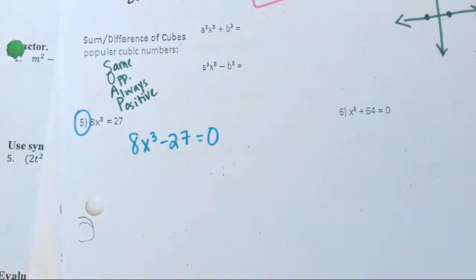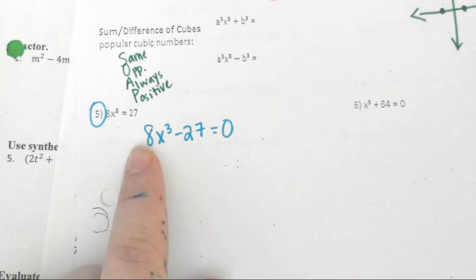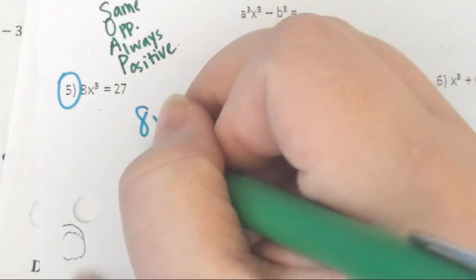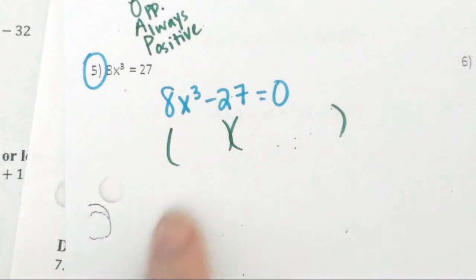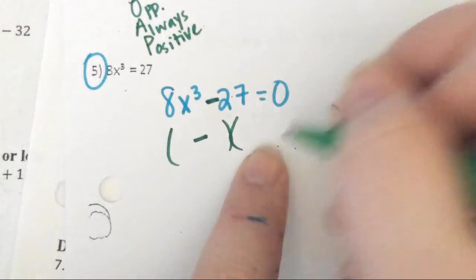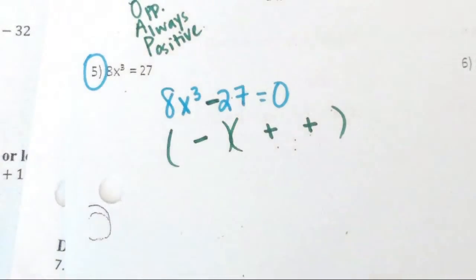Okay, but before, when we were soaping it out, we did not have that number in front. So there is one tiny difference today. But we can still handle it. Same, opposite, always positive, so add a negative sign. So I'm putting a negative sign on here. Opposite, always positive. Now we've just got to figure out what goes in the blanks.